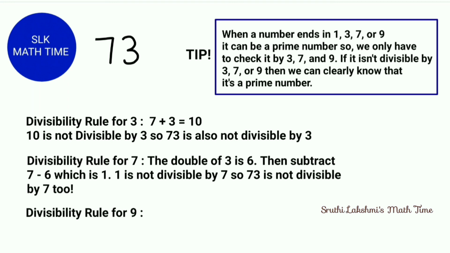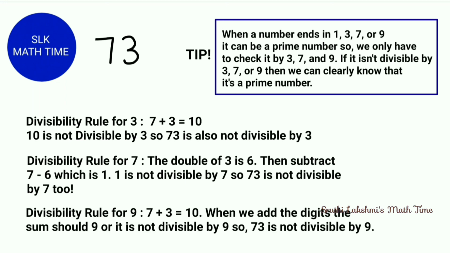So now let's check it for 9. So we have to add the digits 7 and 3 together. So 7 plus 3 equals 10. When we add the digits of the number, the sum should be 9, or we can know that it's not divisible by 9. So since the sum of 7 and 3 gives 10, we can clearly know that 73 is not divisible by 9 either. Since 73 is not divisible by the numbers 3, 7 and 9, 73 is a prime number.